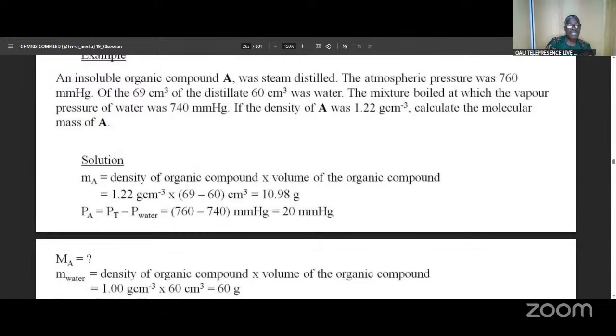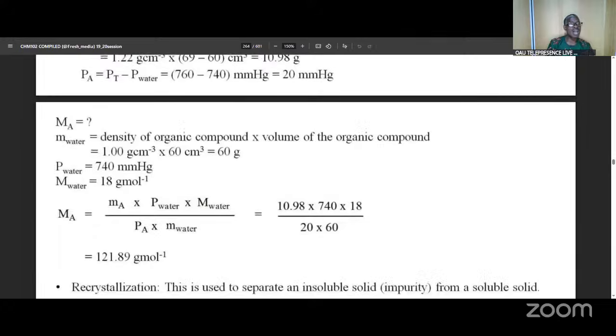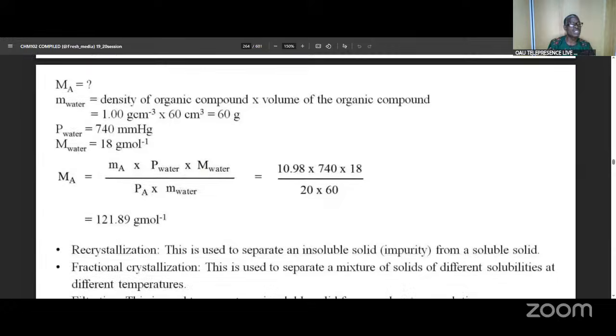And you know the normal atmospheric pressure was 760. So just subtract 740 from 760, then you have the vapor pressure of the organic compound. There it is, you can see it is 20 millimeter mercury. Now, our interest is to calculate the mass of the organic compound.